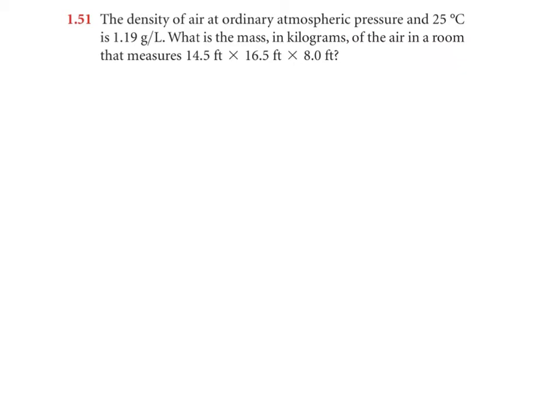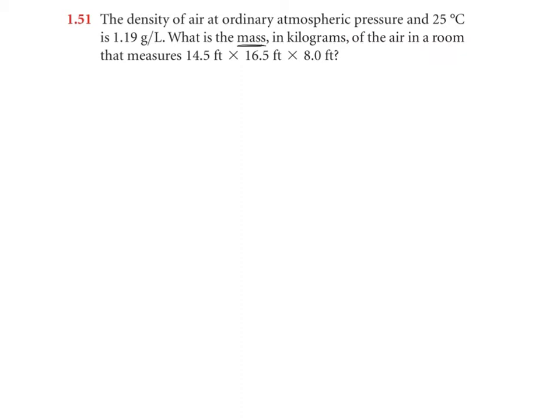The density of air at ordinary atmospheric pressure and 25 degrees Celsius is 1.19 grams per liter. What is the mass in kilograms of the air in a room that measures 14.5 feet by 16.5 feet by 8.0 feet? Now, to make our plan, we're looking at what mass is needed.